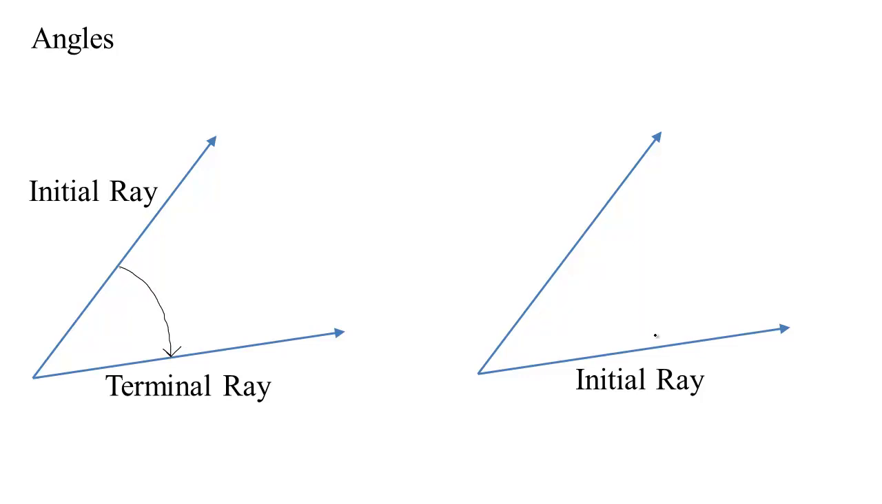On the other hand, if our initial ray was here and our terminal ray was up there, then that would be how we'd indicate that by an arrow this way, right? We're turning an angle in this direction. So when we specify an initial ray and a terminal ray, then we get what's called a directed angle.